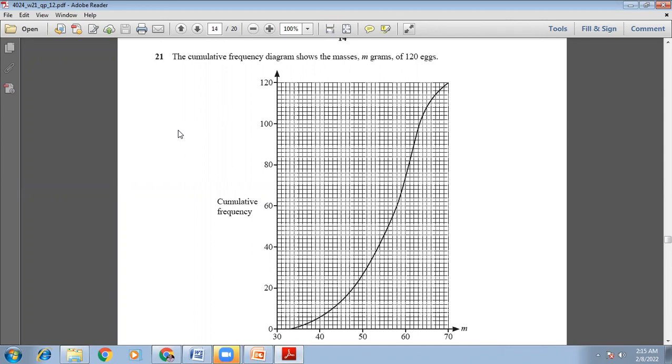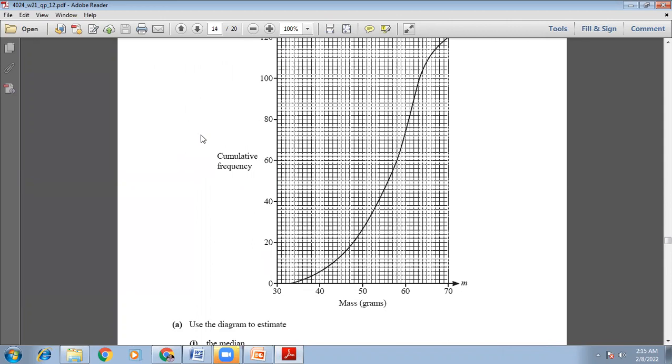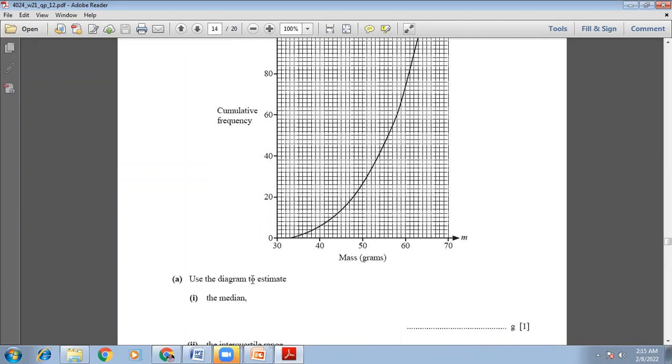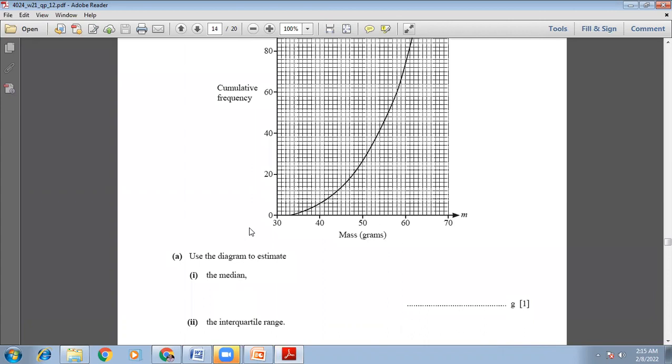The cumulative frequency diagram shows the masses M in grams of 120 x. So here on the x-axis, we have mass in grams of the x, and on the y-axis, we have the cumulative frequency, which shows the number of x. Use the diagram to estimate the median.